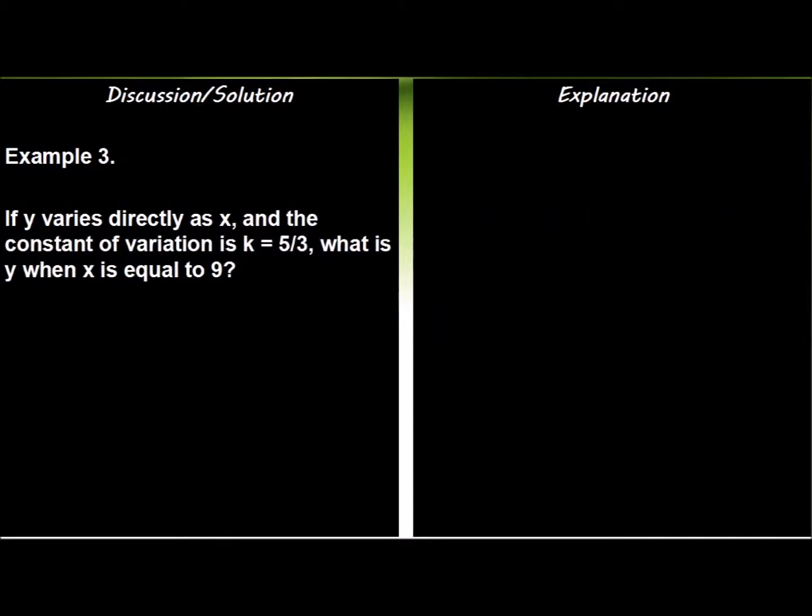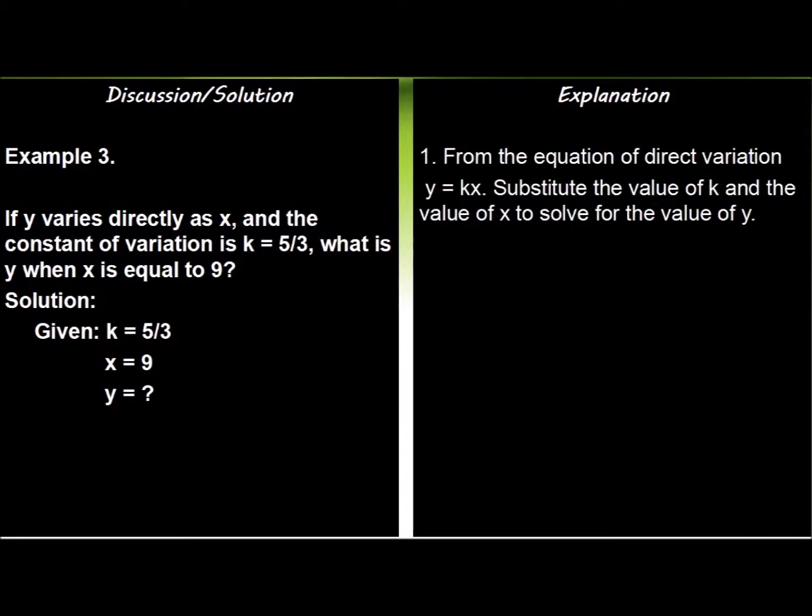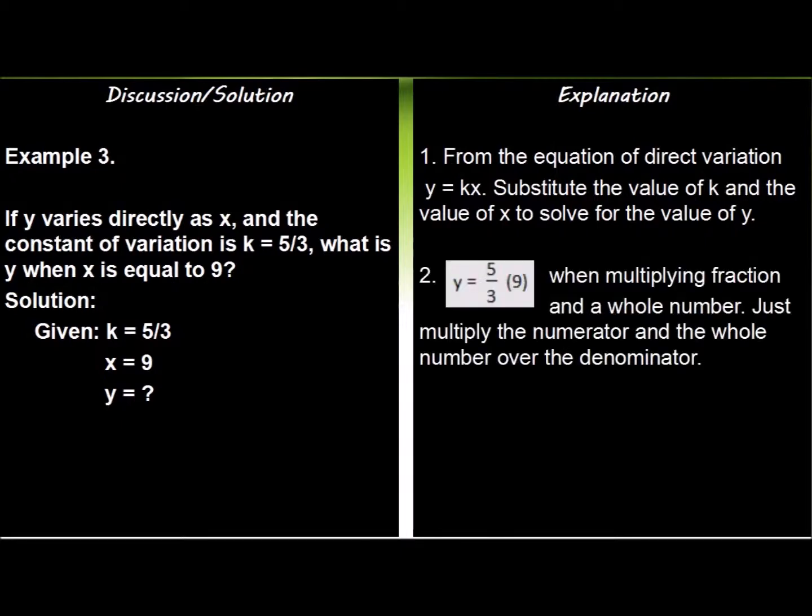Example problem number 3. If y varies directly as x and the constant of variation is k is equal to 5 over 3, what is y when x is equal to 9? So let's have the given first. We have k is equal to 5 over 3, x is equal to 9, and the missing is the value of y. For our explanation, from the equation of the direct variation y is equal to kx, substitute the value of k and the value of x to solve for the value of y. So we have here y is equal to 5 over 3 times 9, where 5 over 3 is the value of k and 9 is the value of x.